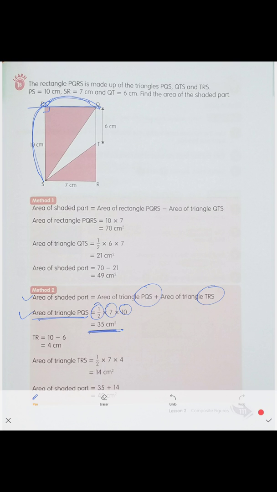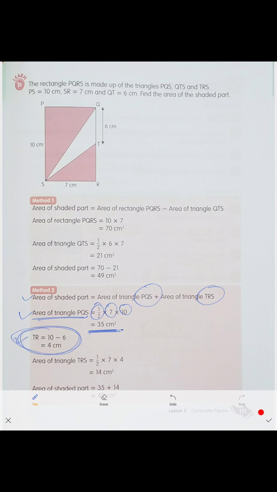All right, now the second one. There is one little trick here. We need to find this base. We know the height of it, 7 centimeters. We need to find the base. And we know that QT is 6, so PS is the same as this one, 10 centimeters. So how much is this piece? This piece is 10 minus 6, which is 4 centimeters. All right.